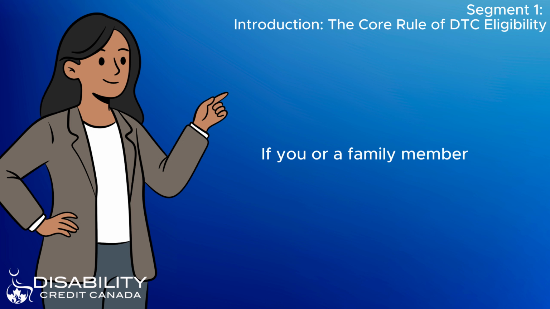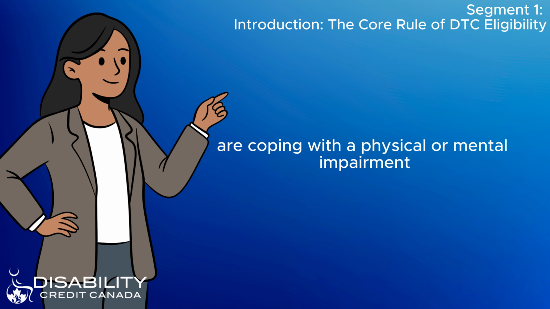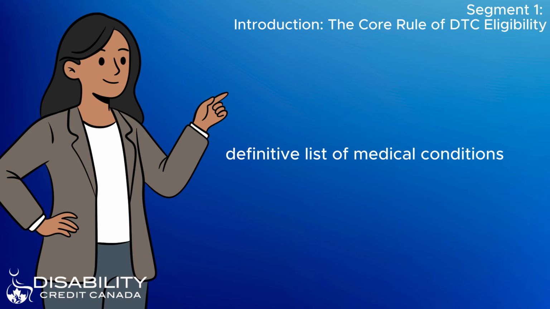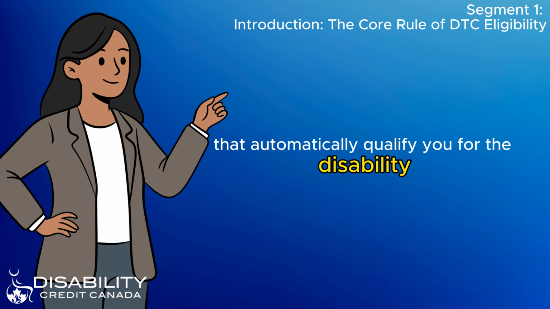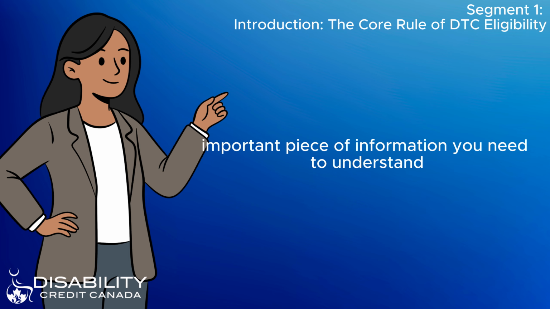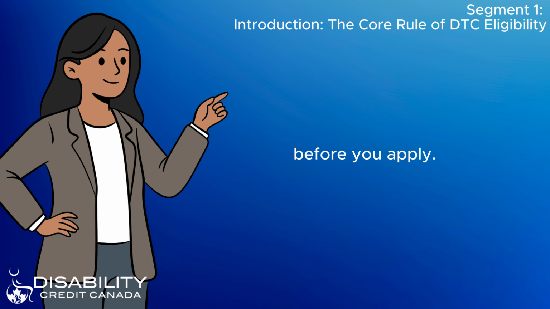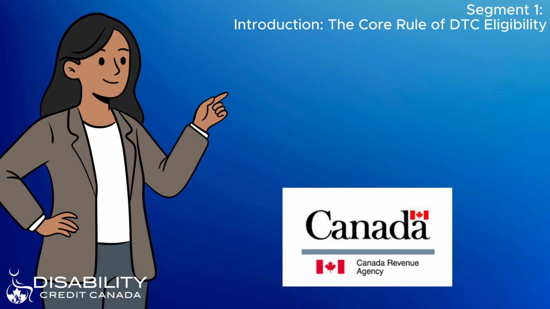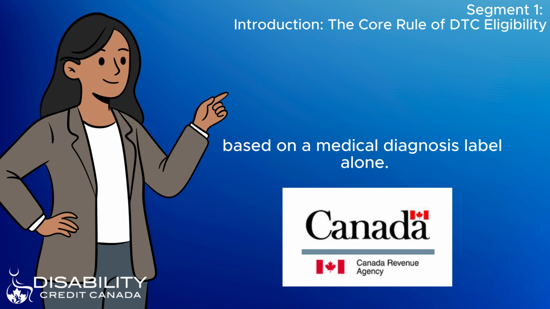If you or a family member are coping with a physical or mental impairment in Canada, you might be looking for a definitive list of medical conditions that automatically qualify you for the Disability Tax Credit, or DTC. But here is the single most important piece of information you need to understand before you apply. The Canada Revenue Agency does not approve applications based on a medical diagnosis label alone.